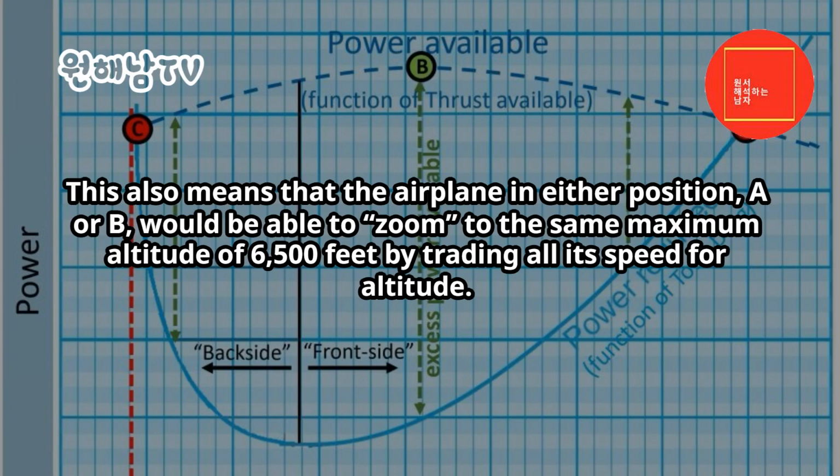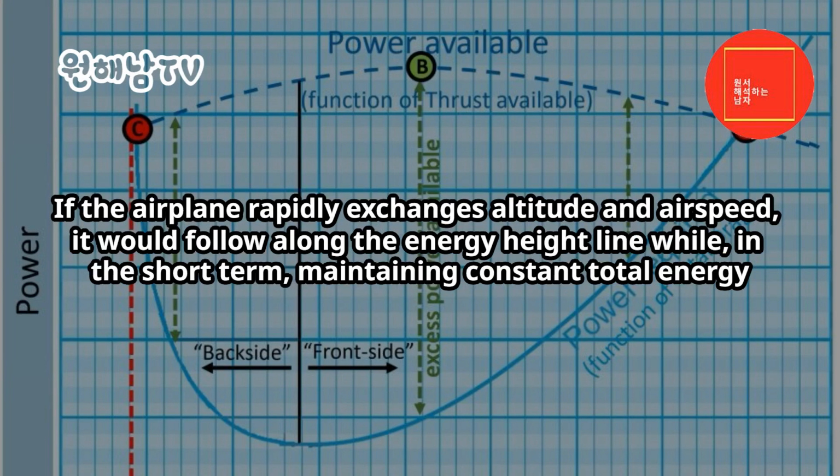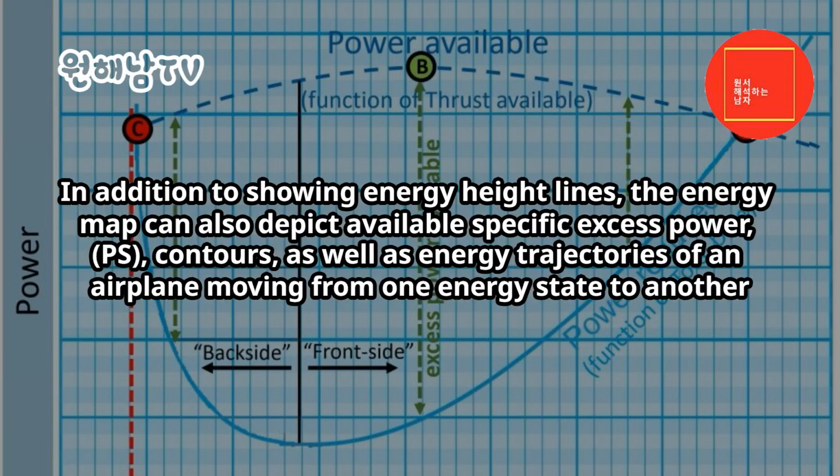The lines of constant energy height can be used as idealized trajectories to depict an airplane moving from one energy state to another solely through energy exchange, e.g., A to B. If the airplane rapidly exchanges altitude and airspeed, it would follow along the energy height line while, in the short term, maintaining constant total energy. In addition to showing energy height lines, the energy map can also depict available specific excess power, PS, contours, as well as energy trajectories of an airplane moving from one energy state to another.